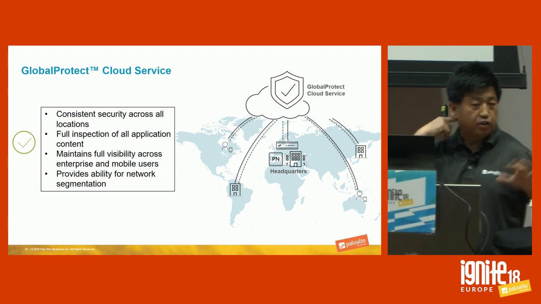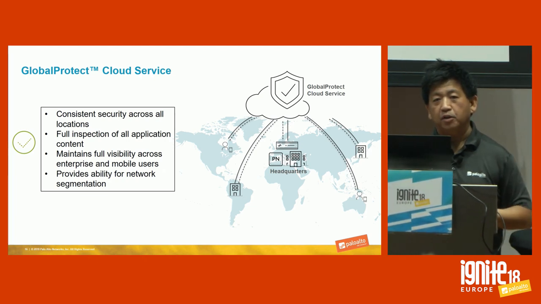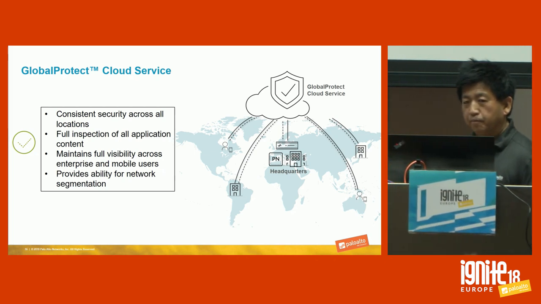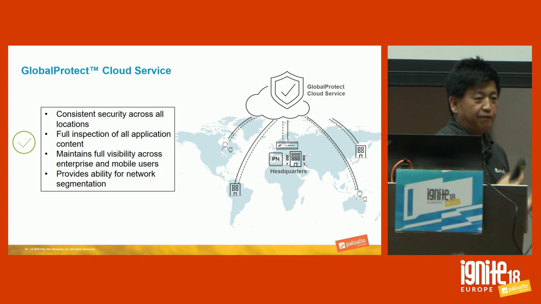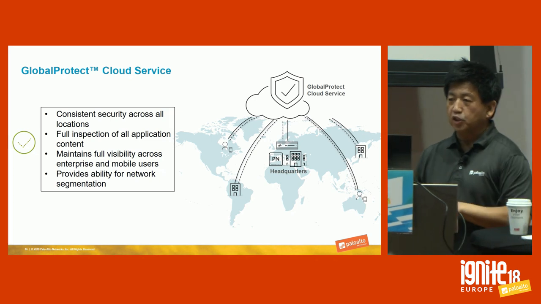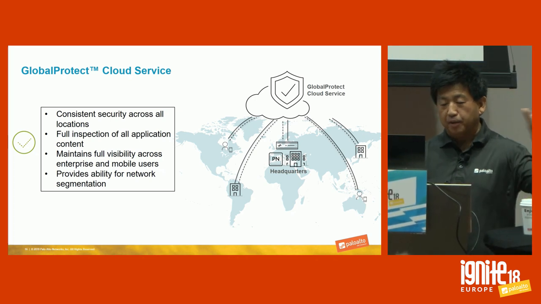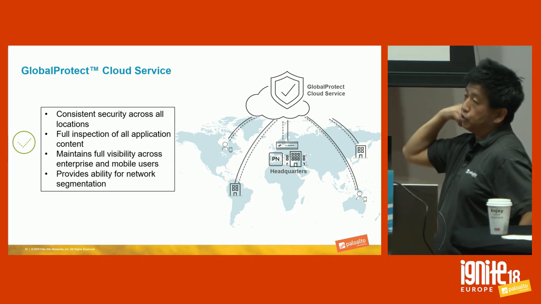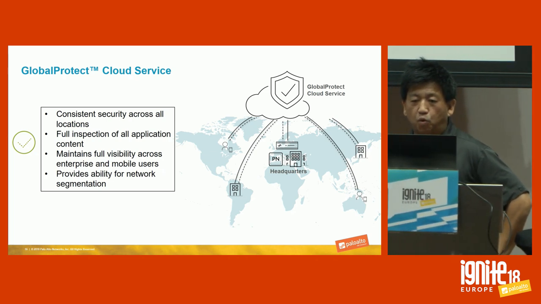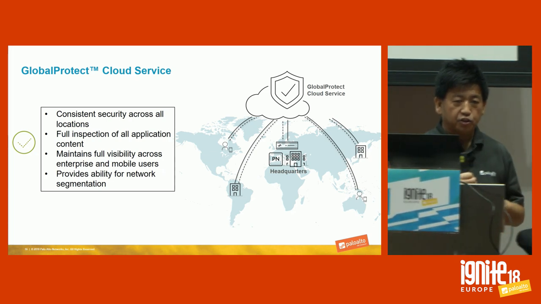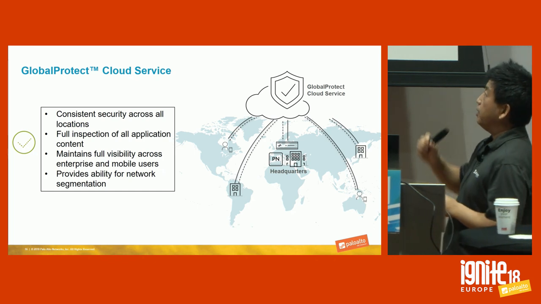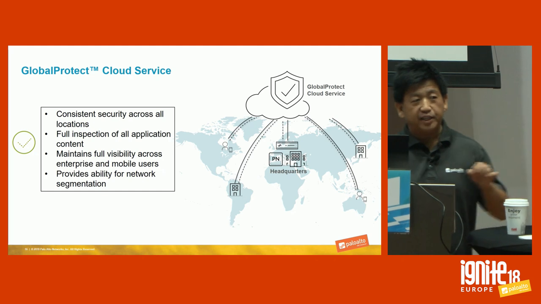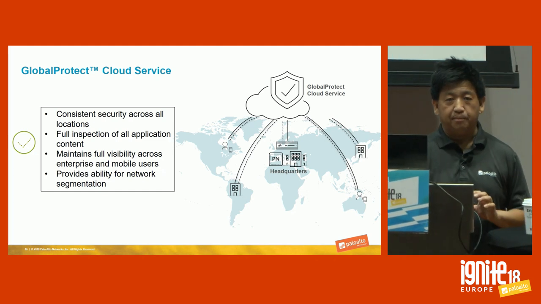You don't have to go out and find a coloc to put a hardware firewall. You don't have to think about what size firewall you need in that location. You don't have to worry about the capex of buying a firewall in order to host it. You just simply load the firewalls up in the configuration through Panorama to tell it where it goes. Now, the way that this works is that all the users and all the branch offices take a hop into GlobalProtect Cloud Service, and from there, they get all the protections as if there was a firewall on-prem.